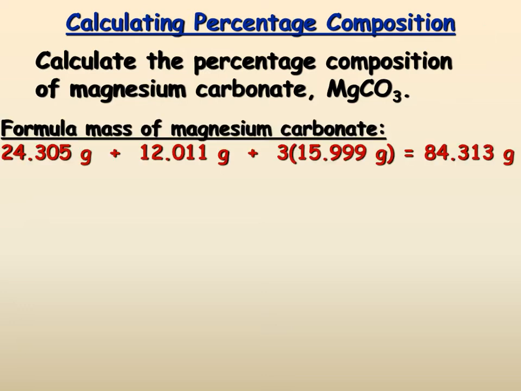So you start by finding your formula mass of the whole thing. So our total mass is going to be 84.313 grams. Right? And then from there, you just find what percentage of that total mass each different atom makes up. Okay? It's kind of like figuring out a weighted grade. Right? If magnesium is tests and carbon is homework and oxygen is labs, you're finding out what percentage of your grade each thing makes up.